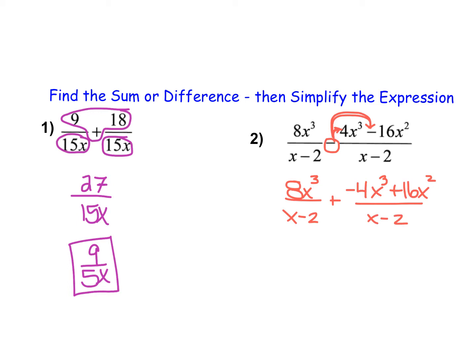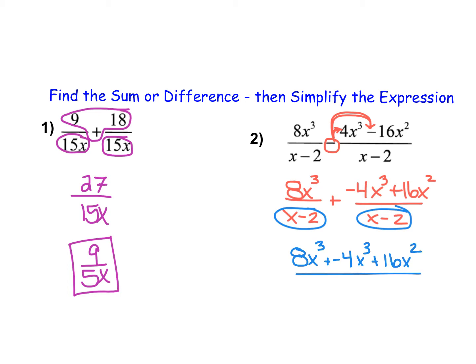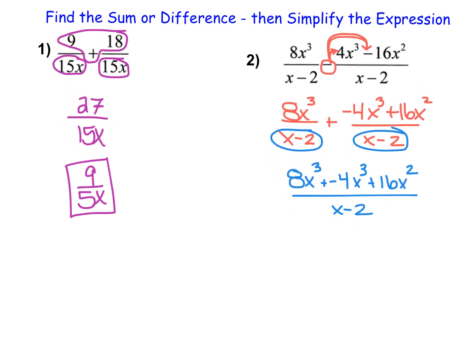And then from here, because we have common denominators, we simply add the numerators together. So this becomes 8x cubed plus a negative 4x cubed plus 16x squared all over the common denominator of x minus 2. And then we can combine our like terms together. So I see that I have 4x cubed plus 16x squared over x minus 2.